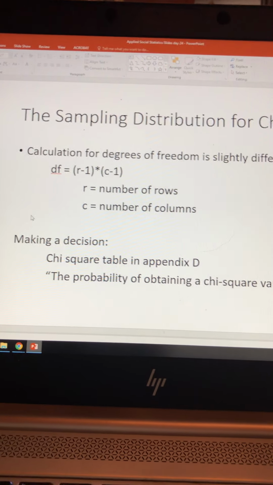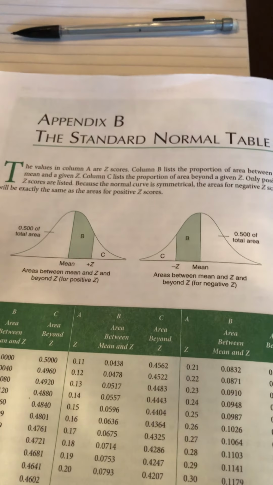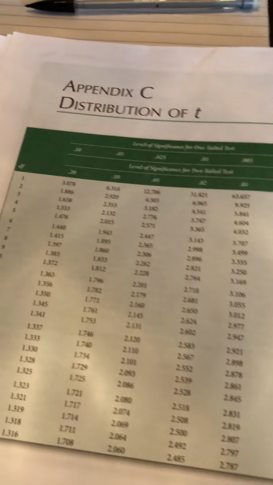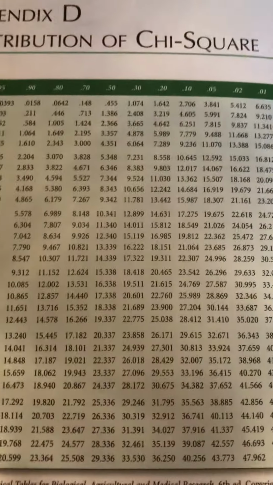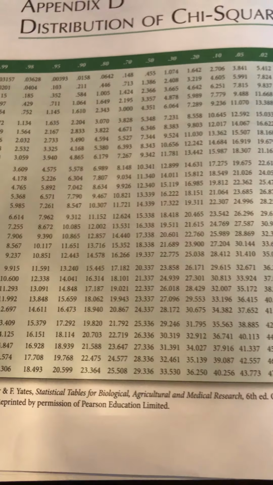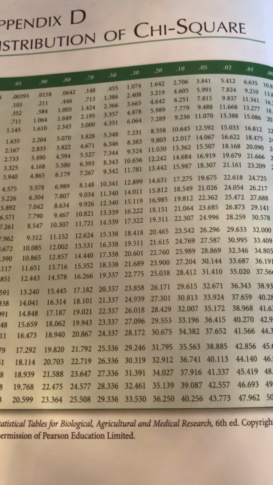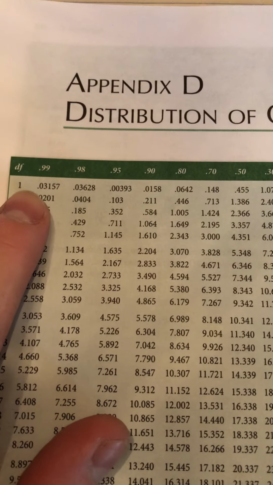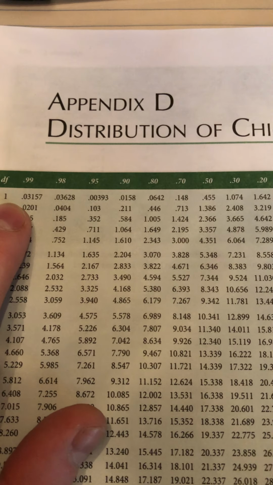Then the easy part is the decision. So the chi-squared table's in Appendix D. So here's B, our standard normal table. This is the Z stuff, very rigid. The T distribution, again, dependent on the degrees of freedom, much more flexible. And then you have the most flexible of them all, the chi-squared distribution in Appendix D. So here's how you make the decision. We had 1 degree of freedom, right?